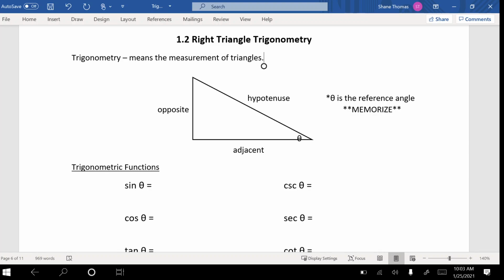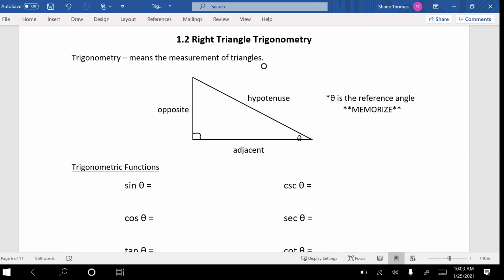That's why we could probably do lesson 1.2 in 2 days. I'm probably going to split it up over 3 lessons because I really want to focus on this first part. So right here, trigonometry means the measurement of triangles. This is the triangle that kind of goes off of everything. It's the measurement of right triangles specifically. So this is a right triangle.